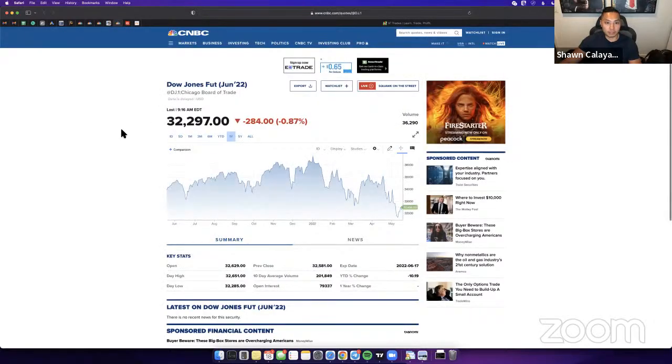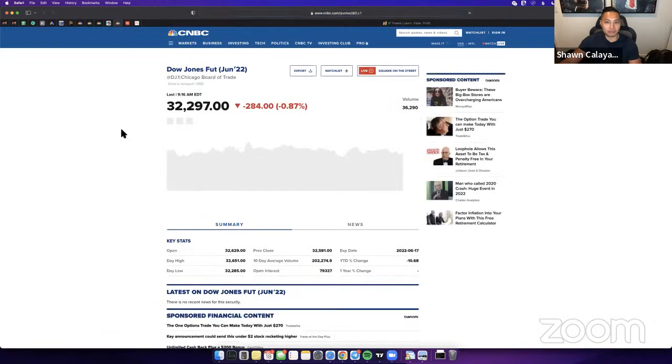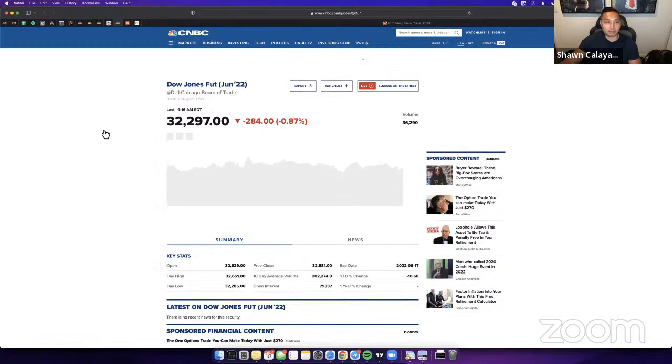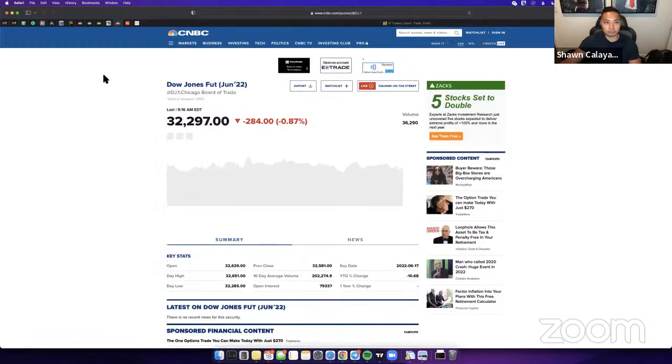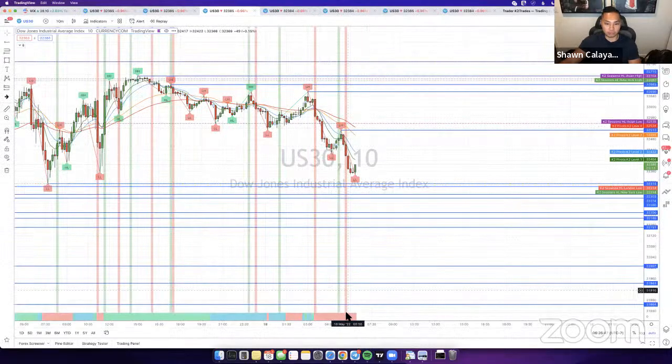Looking over here at the fundamentals, fundamentals are currently down 284 points. So it does align with our bias for today. Our bias is definitely going to be a sell overall. Looking at the technicals as well, price is below the pivots, trend meters red. We're definitely looking for sells today, guys.